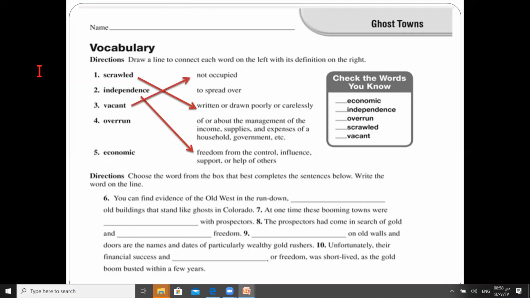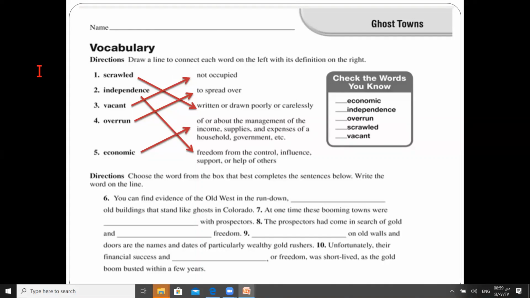Now, overrun. Page 362. Jane. Overrun. It means spread over. Spread over. Now, economic. About the management of income.